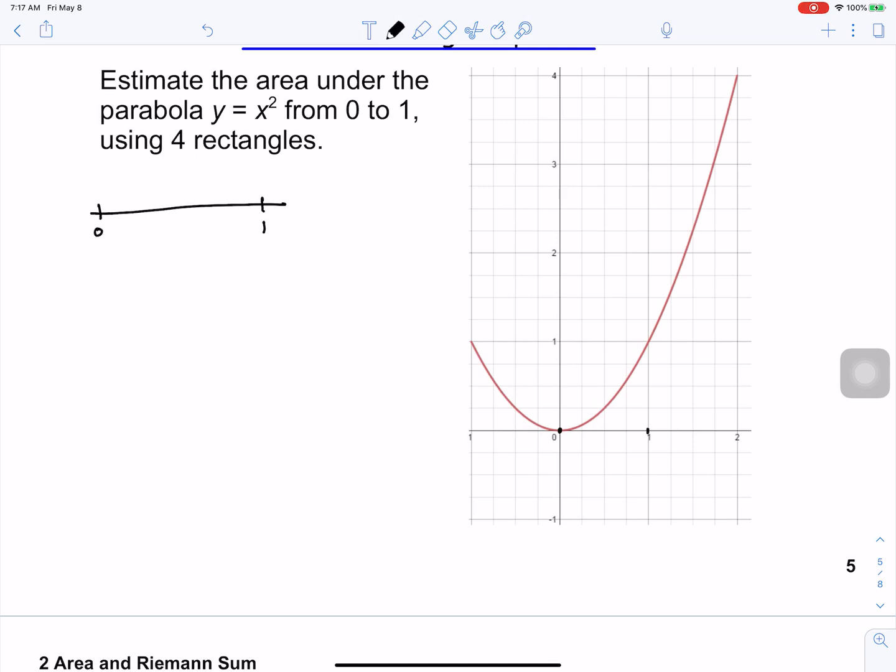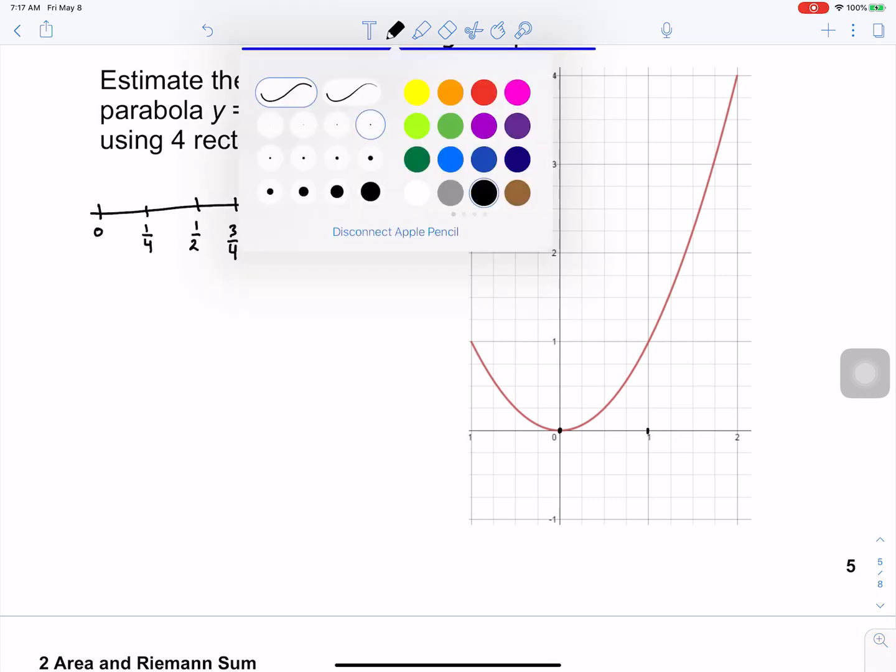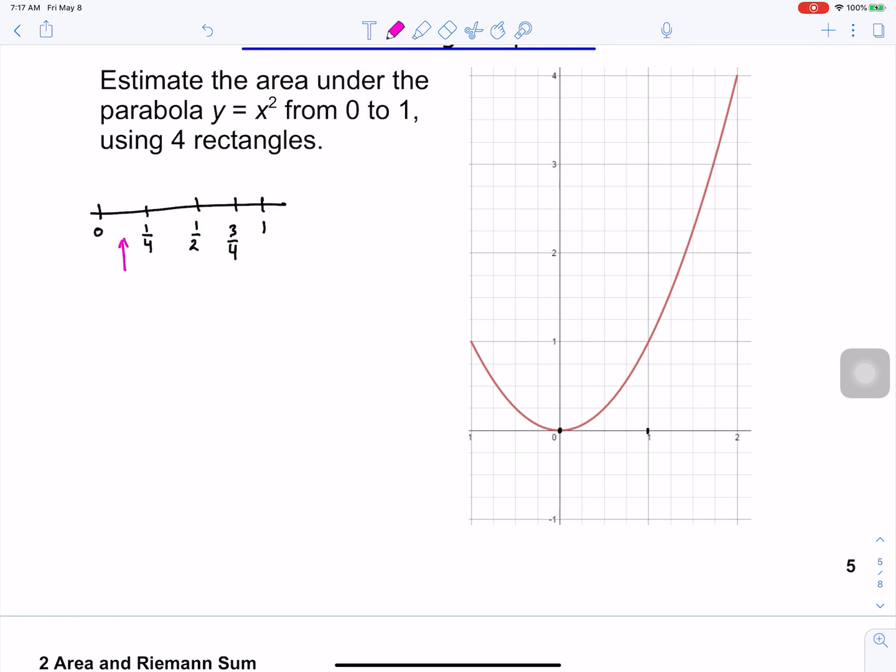We still have 4 rectangles, so this is going to be 1/4, 1/2, 3/4, and then 1. And then what I'm going to do is use the midpoint of each of these to find the height of the rectangle. So the midpoint between 0 and 1/4 is 1/2 of 1/4, which is 1/8. Then we get 2/8, this would be 3/8, 4/8, 5/8, 6/8, 7/8. So those values in pink are the midpoint of each rectangle. So I take the midpoint, I form the rectangle.